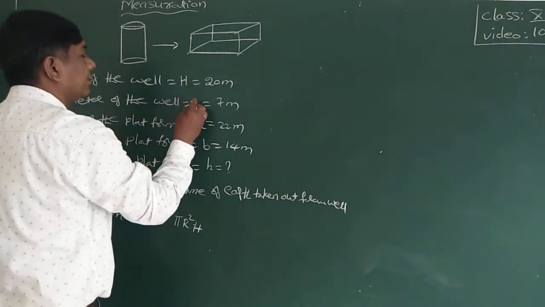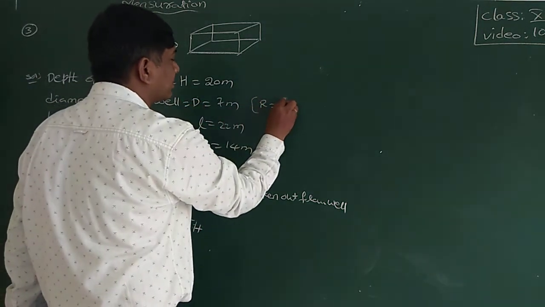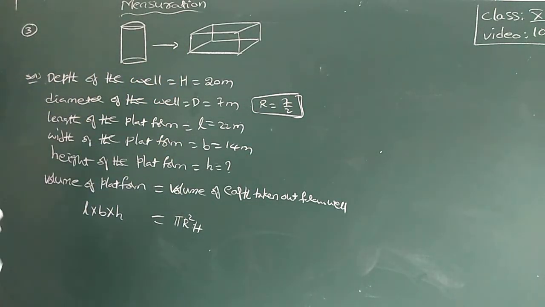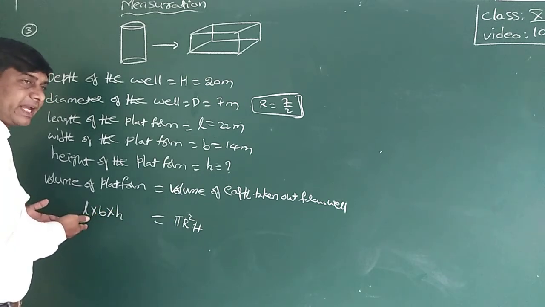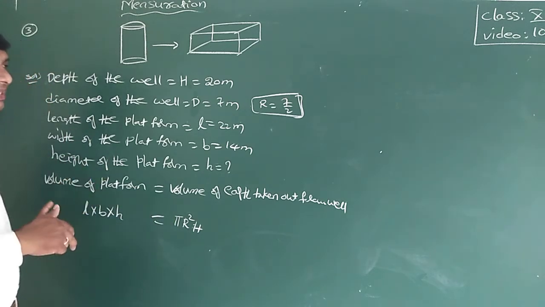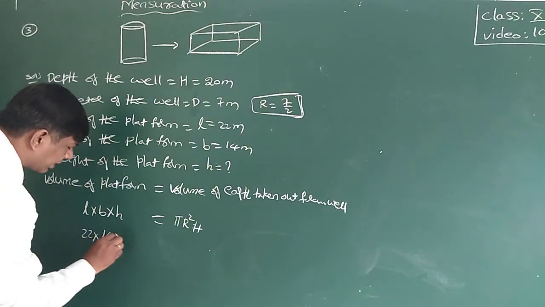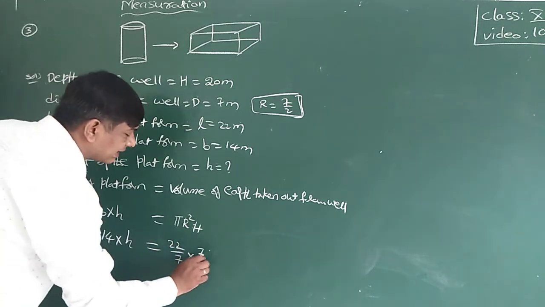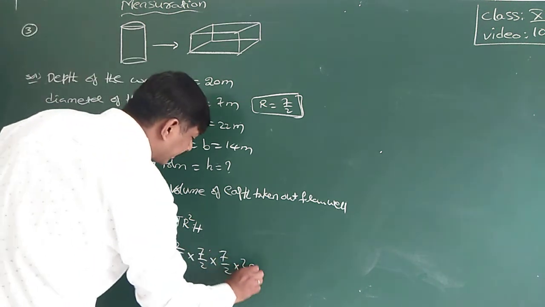This is capital D. Then what will be the radius? Radius is equal to 7 by 2 because it is a diameter, no? Diameter of the well is equal to 7 meters, so radius will be half of the diameter. I don't have pi on this side to cancel, so you need to substitute and simplify it. No other option left. So 22 into 14 into H is equal to 22 by 7 into radius 7 by 2 into 7 by 2 into the height 20.